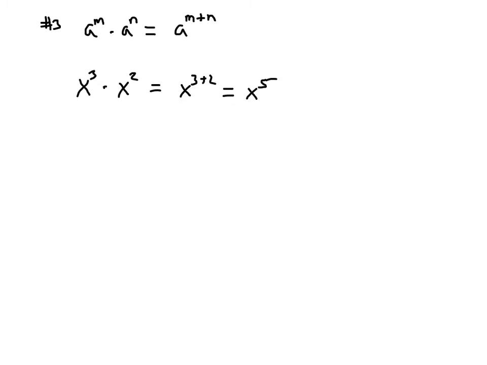Well, why does it work? Go back to your rule or definition of exponents. X cubed means x times x times x. Times x squared means x times x. So how many x's do I have multiplied together? 5 of them.